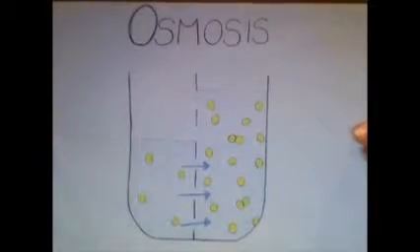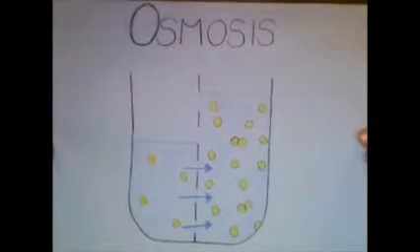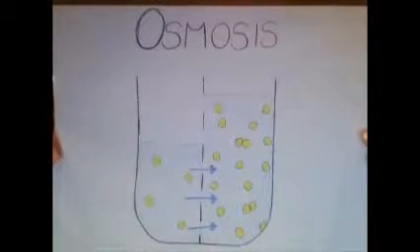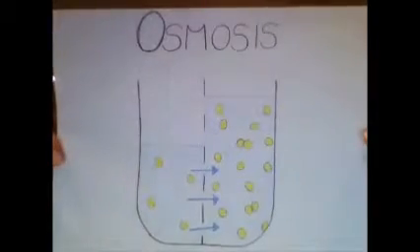A special kind of diffusion called osmosis is how water moves in and out of the cell. Water molecules diffuse across the cell membrane from high to low concentration. Since it is a form of diffusion, it doesn't require any energy.